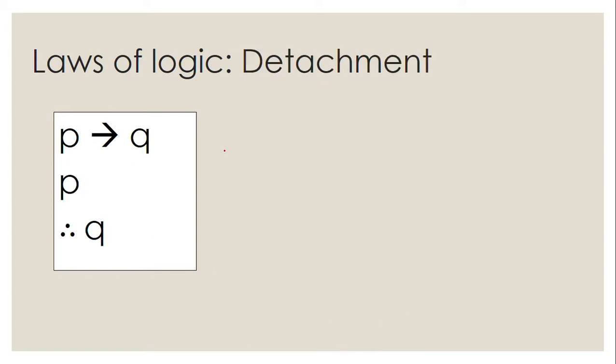All right, here's the second law of logic. It's called detachment. And in the box, you can see the symbols of it. So again, we're starting with a statement, P goes to Q. And then they're saying, okay, hey, this first part is true. We have P is true. Then we can conclude, therefore, Q must be true as well. Here's how it looks.